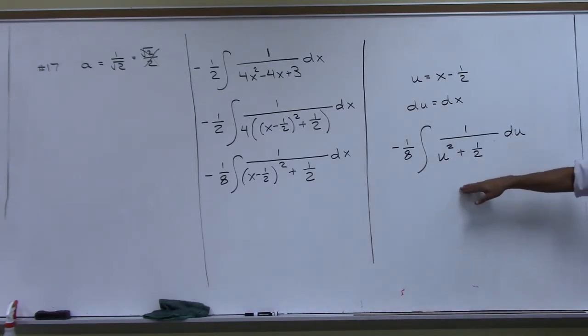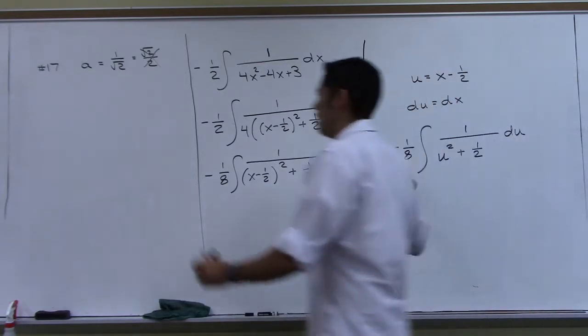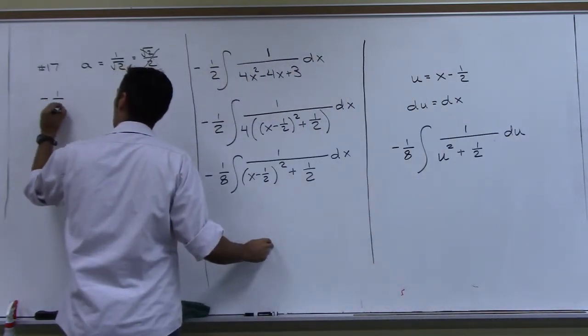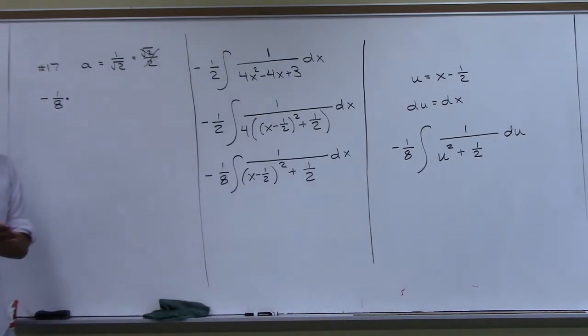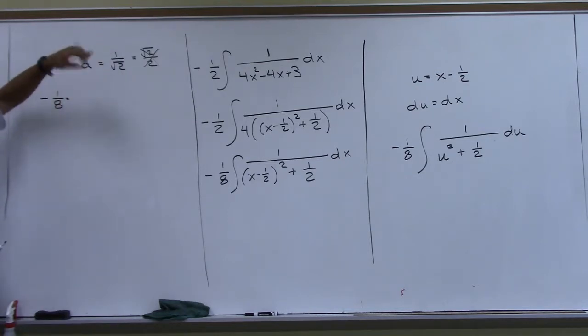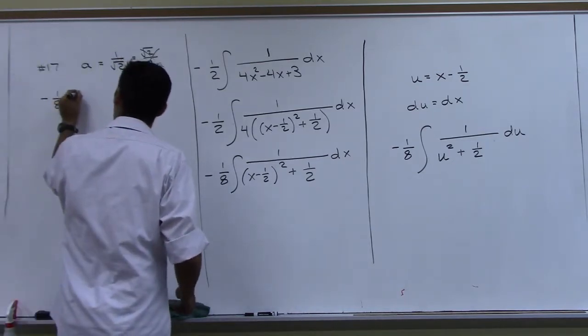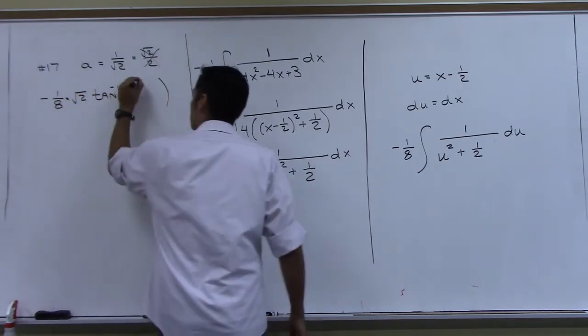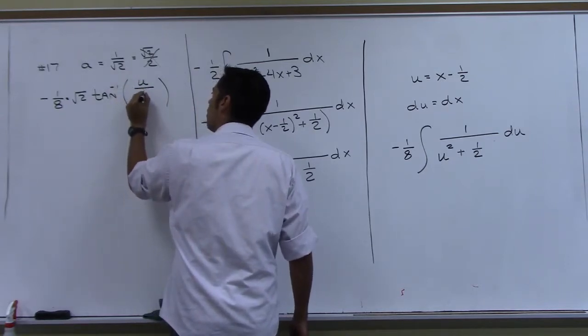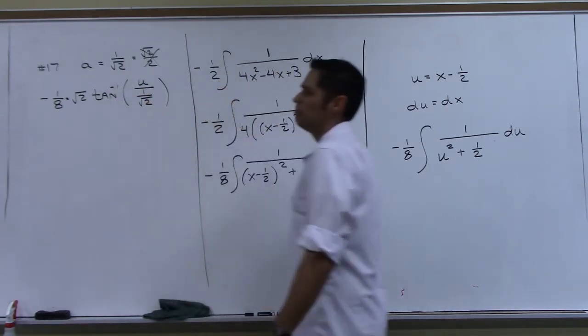And I can go straight to the formula now, can't I? I have a negative 1/8 out here. And now the formula. 1 over A, isn't that what the formula says? 1 over A, arctan of U over A, right? So what's 1 divided by A for us? What's 1 over that? It just flips, just root 2. Arctangent of U over A, which is U over 1 over root 2. Right?